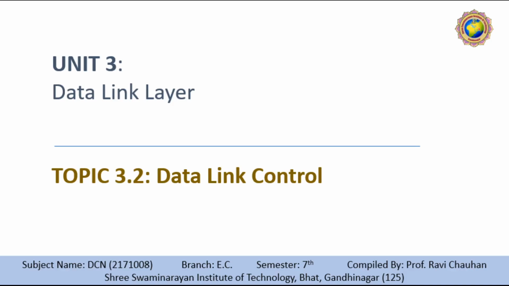Today we start a new topic called data link control. The two main functions of our data link layer are data link control and media access control. The first, data link control, deals with the design and the procedure of communication between two adjacent nodes, called node-to-node communication. We discuss this functionality in this topic.